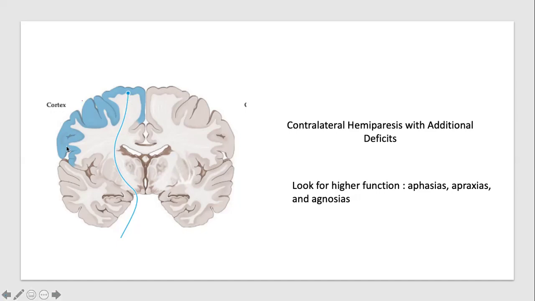The cortex is very big and involves all the brain lobes. But in general, if the cortex is affected, I should see higher function affection. Mainly I can see aphasia. So the patient will have some Broca or Wernicke's aphasia, unable to speak, unable to understand. This is a higher function. I can see the patients having some apraxia. Apraxia is inability to perform the task.